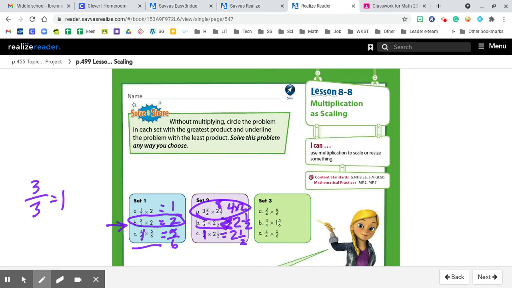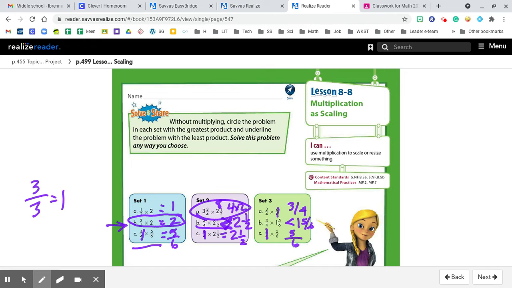And for set C, let's go through and see what we have there. 3/4 times 6 is like 3/4 times 1 and 5 sixths. 3/4 is less than 1. So our answer will be less than 1 and 5 sixths. And then for C, we have 1 times 5 sixths, which is going to be 5 sixths.